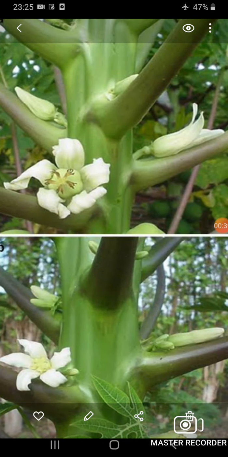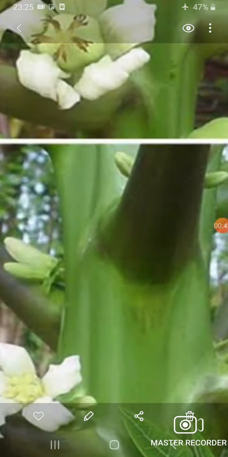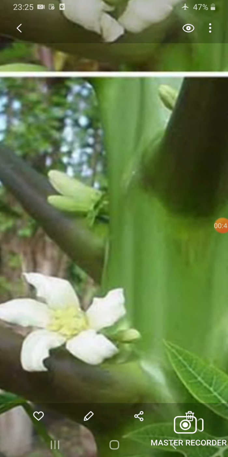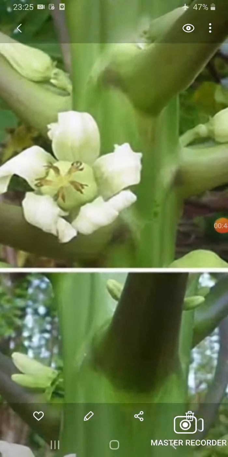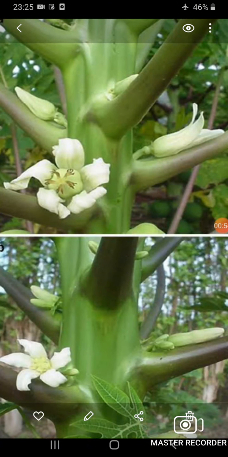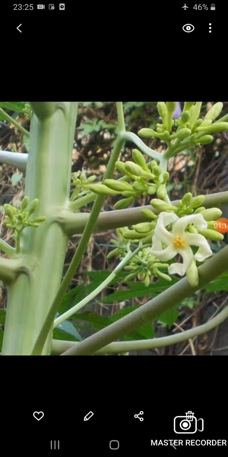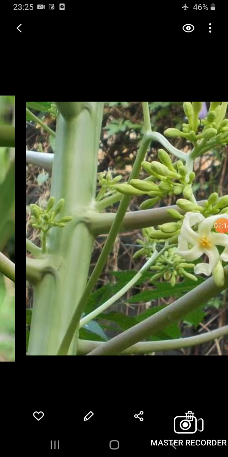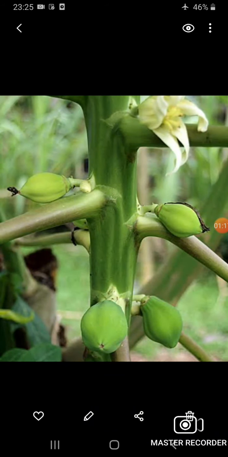These two pictures are of papaya plant. The lower one is the male flower which is produced on the male plant, and this upper one is the female flower produced by the female plant. So in papaya you get dioecious condition, that is you get a male plant producing male flowers and another plant will be the female plant producing only female flowers. So this is male plant producing male flowers. This is female plant producing female flowers, which later on develop into fruits.